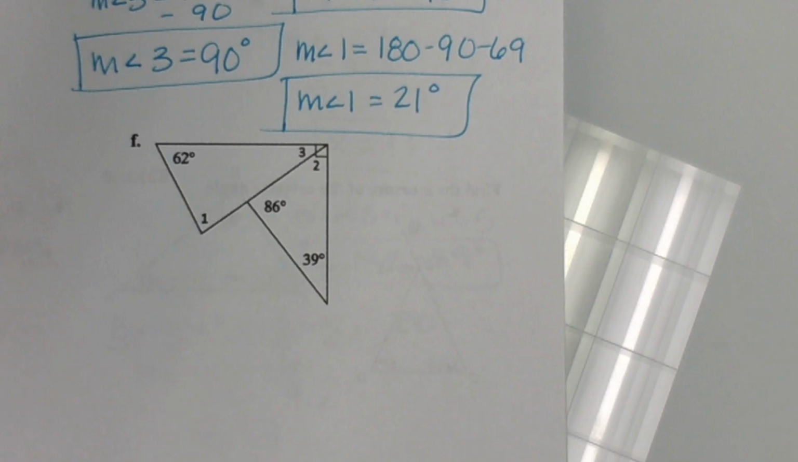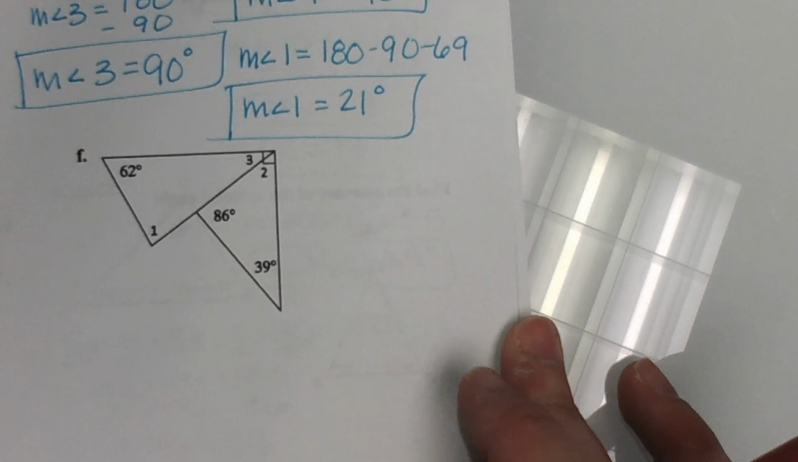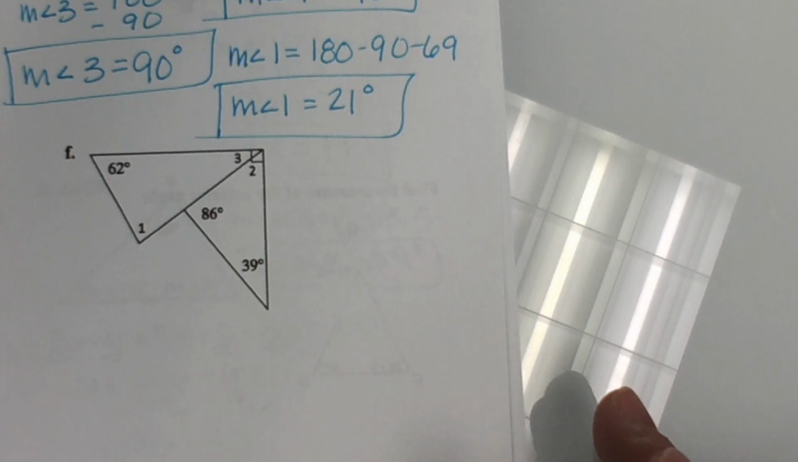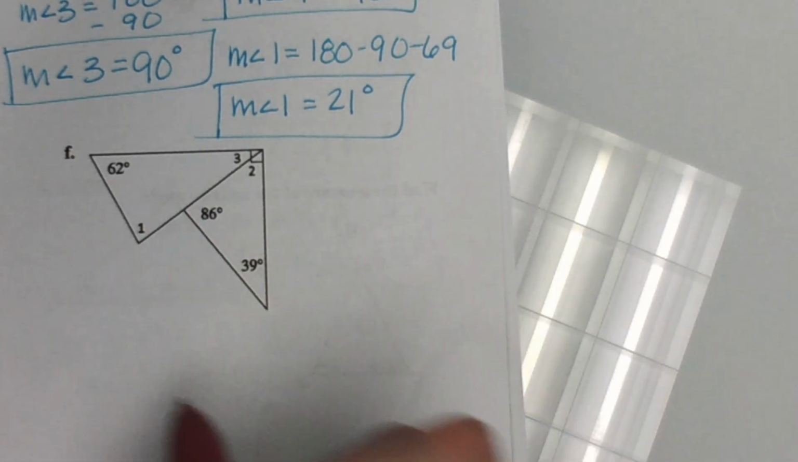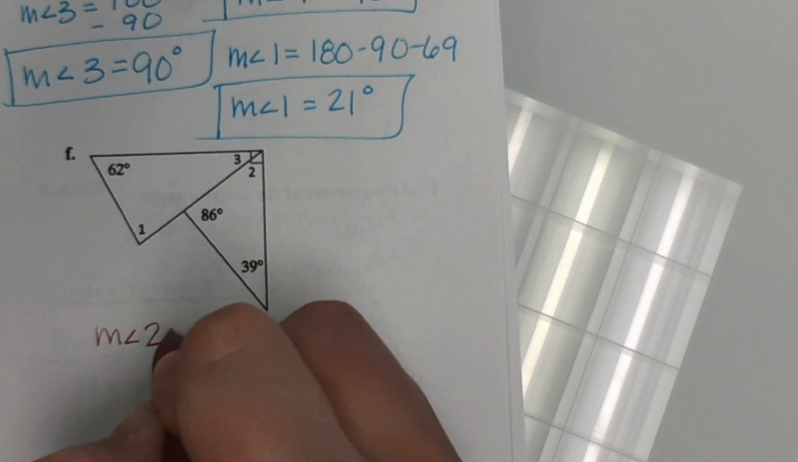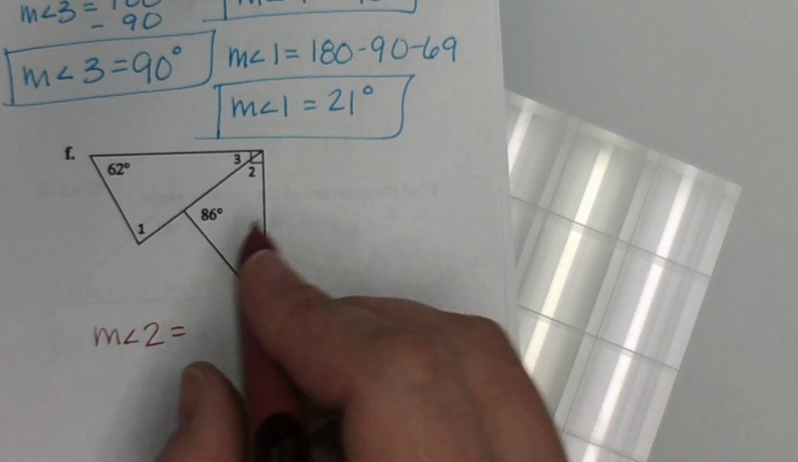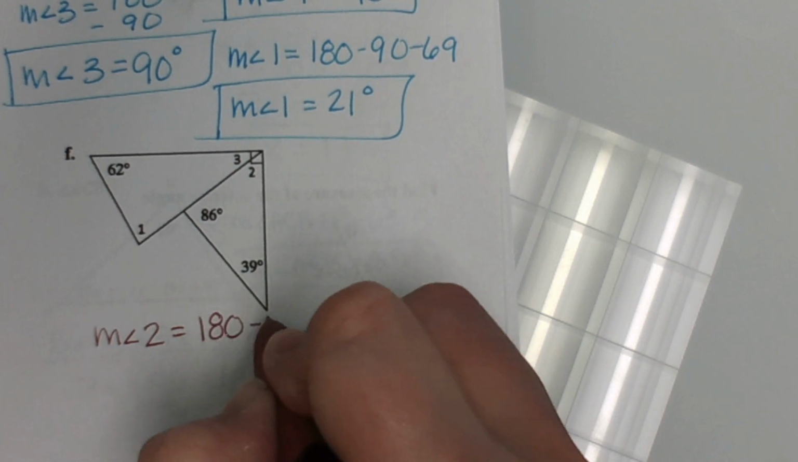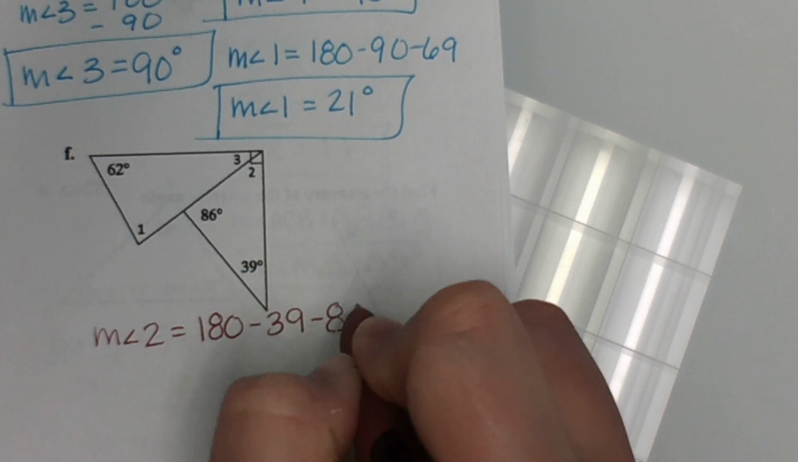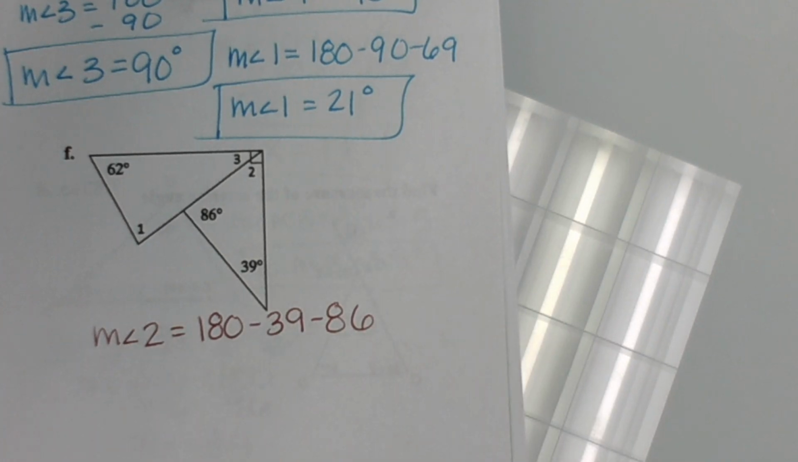I'm calling someone who's not here. Charlie, which angle do you think I should solve for first? 2. Why do you say 2? I agree with you. Because you know the other 2 numbers in the triangle, and triangles always add up to 180. So 180 minus the ones I know will give me what I want.